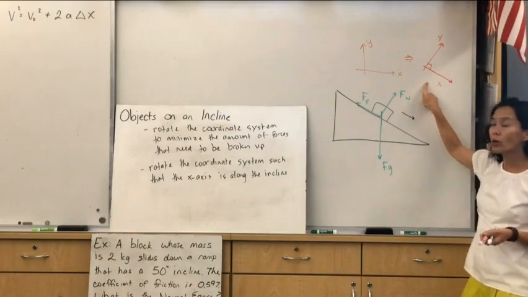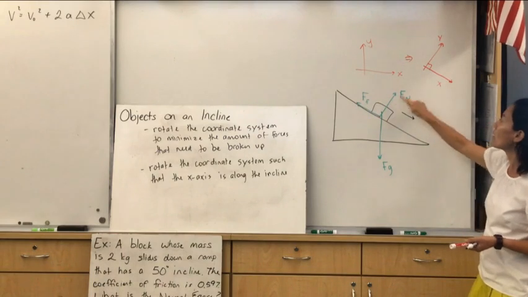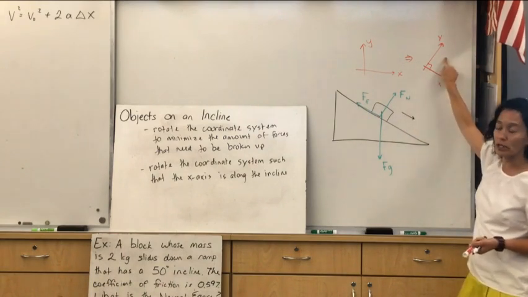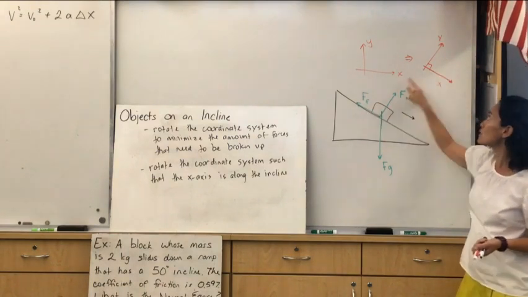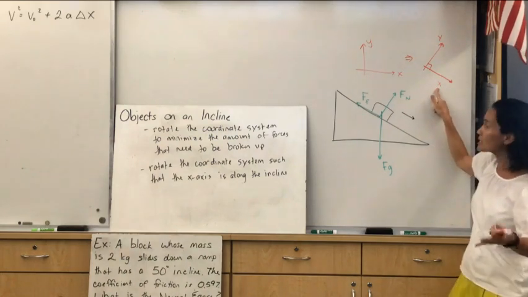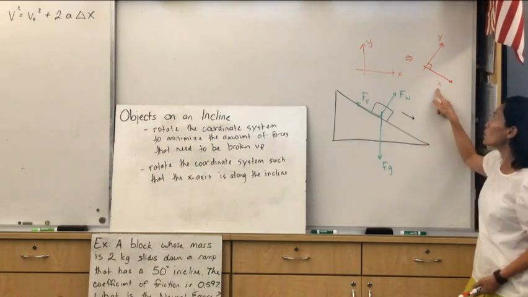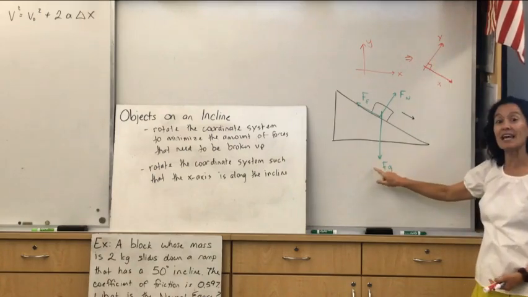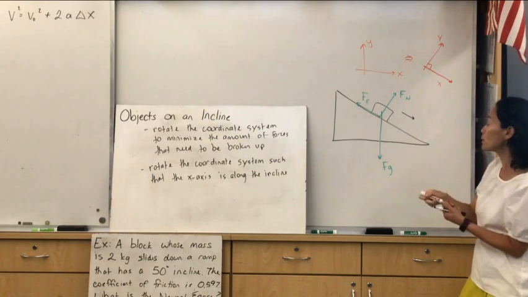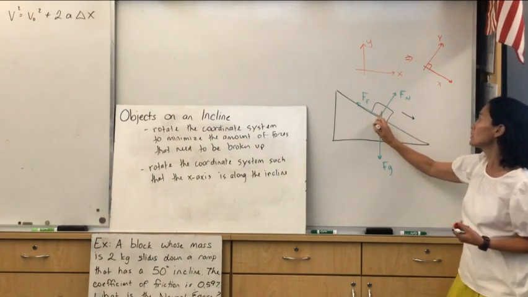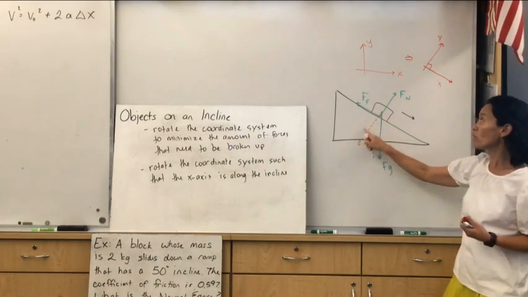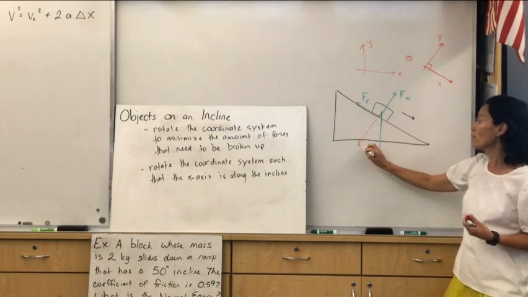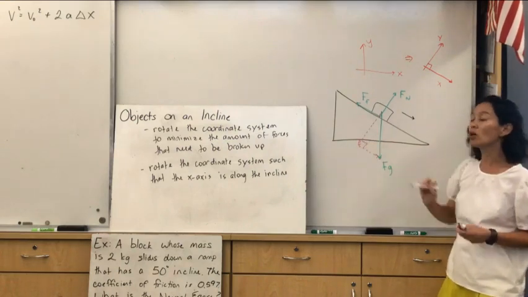If we rotate our coordinate system, you can see Fn is now along the y direction, and Ff is along the x direction. It's the negative x direction, but it's the x direction. And so realistically, if this is my coordinate system, the only force I have to break up is this Fg. And Fg would be broken up. Part of Fg needs to be on the y-axis, and part of that Fg is along the x-axis.